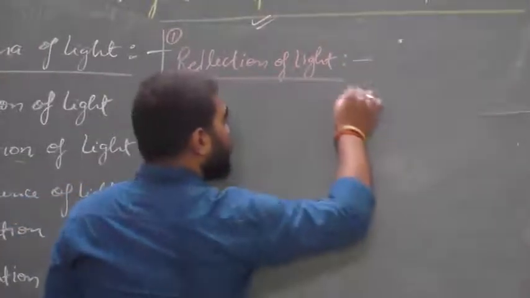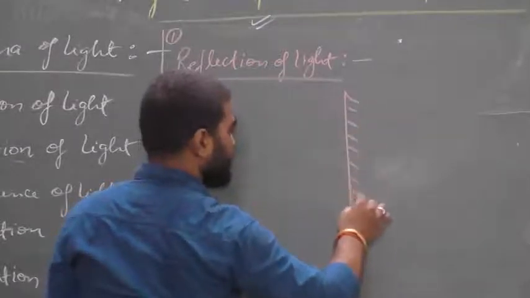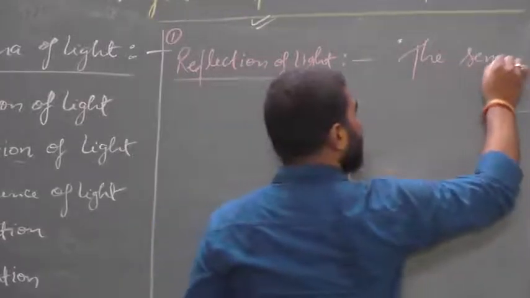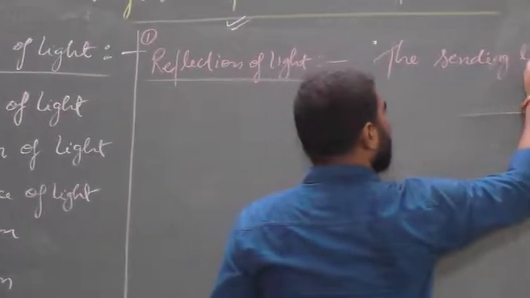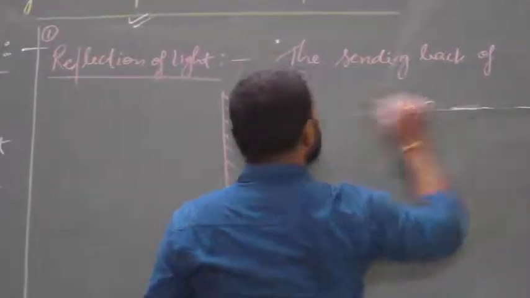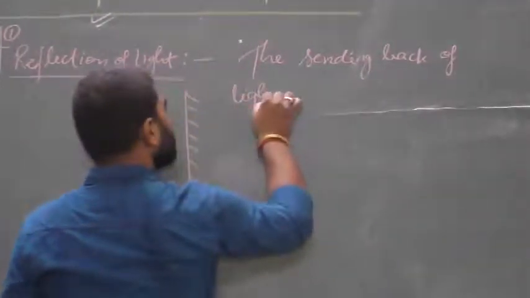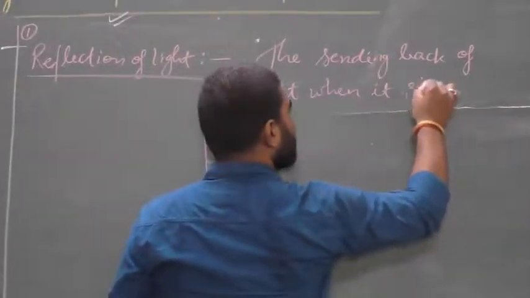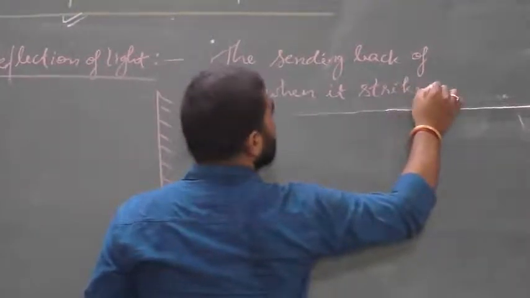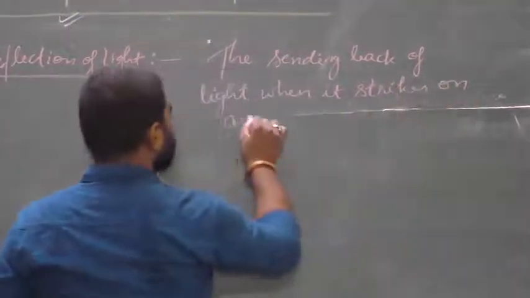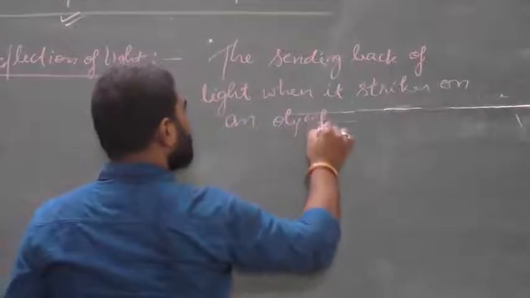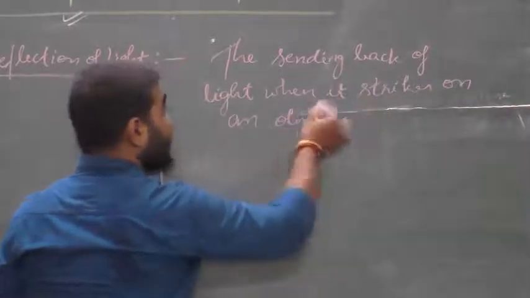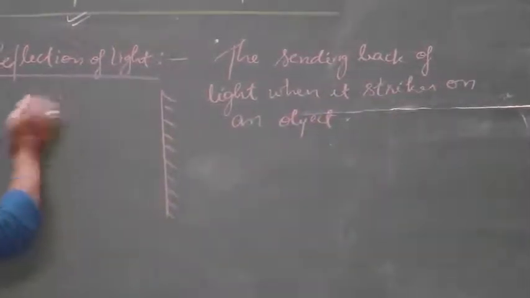The sending back of light when it strikes on an object. Okay, the sending back of light, or the bouncing back of light, when it strikes on an object is called reflection of light.